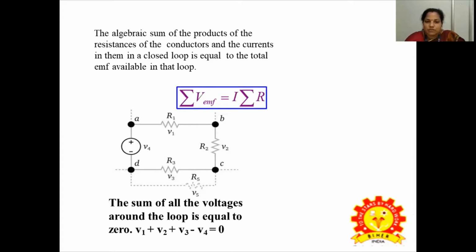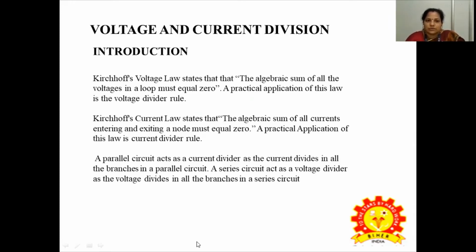So summation of voltage EMF equals I into summation of resistance values. The sum of all the voltages around the loop is equal to 0. So V1 plus V2 plus V3 minus V4 equals 0.